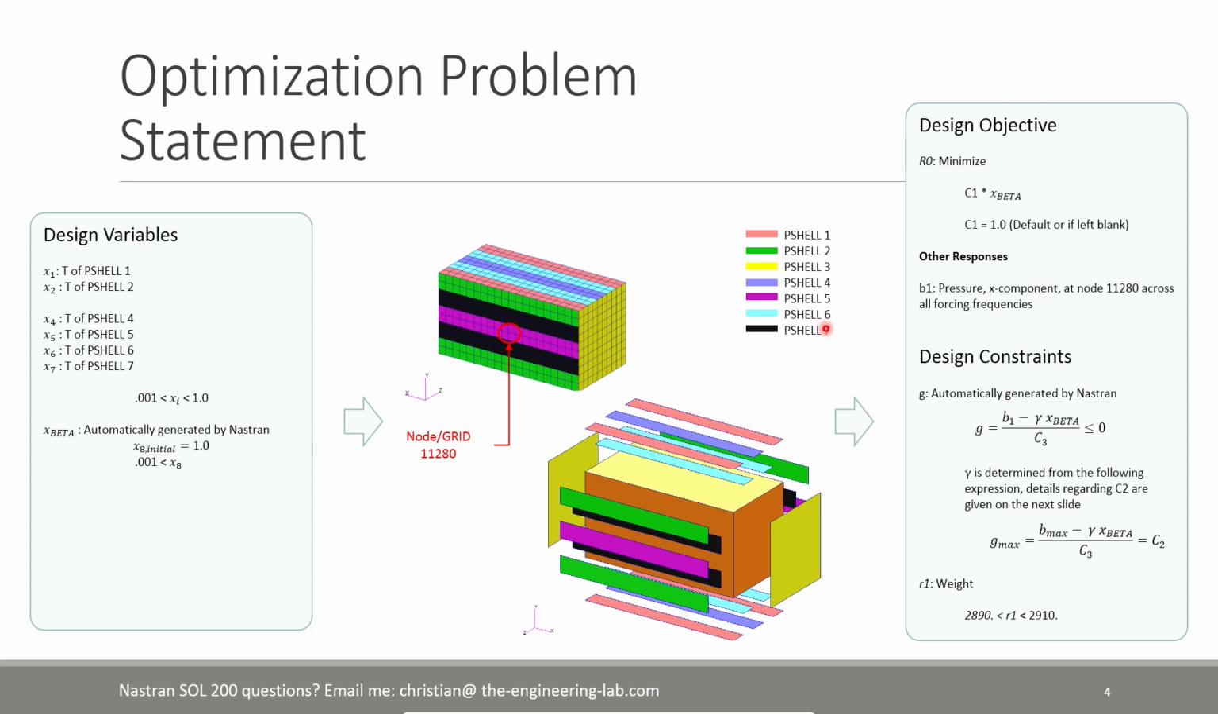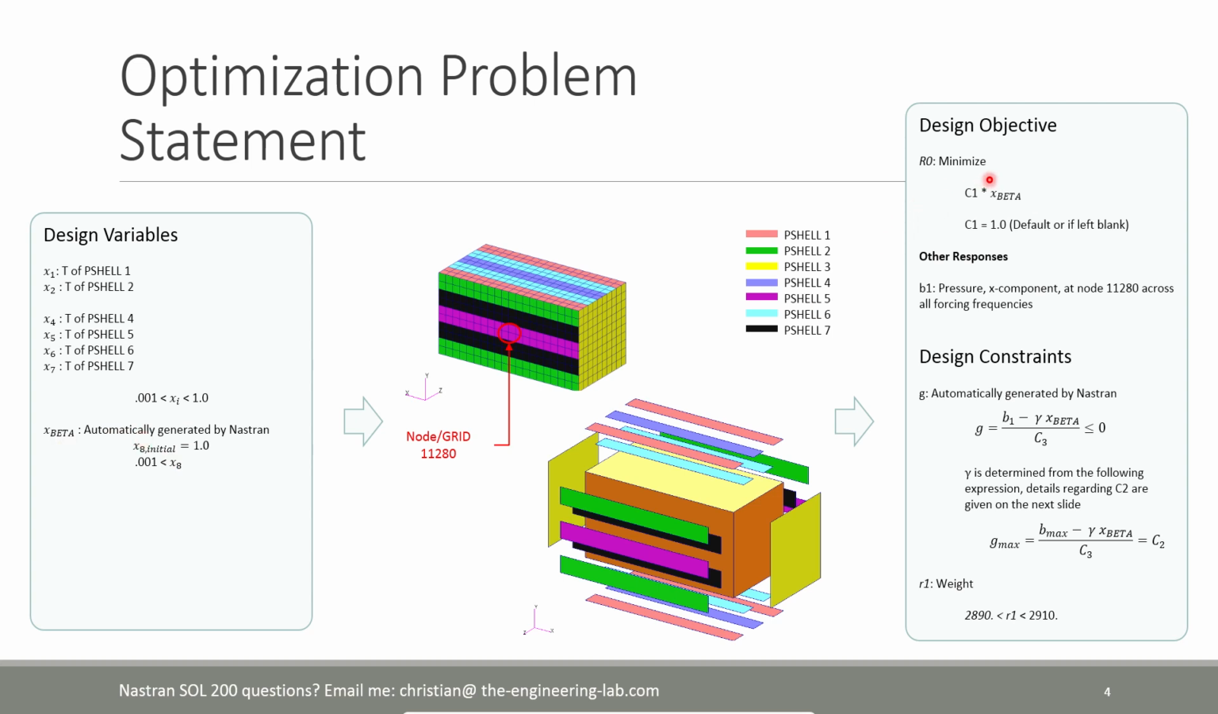Here's just a snapshot of the optimization problem statement. Like I said, we are going to be varying the thicknesses of the various structural strips. Before, in the other method of using the beta method, we had to manually create the beta design variable. This variable is automatically generated in this example, and I'll show you how it's automatically generated.